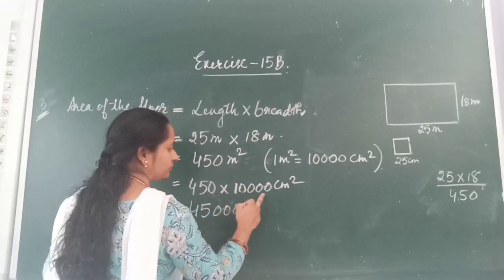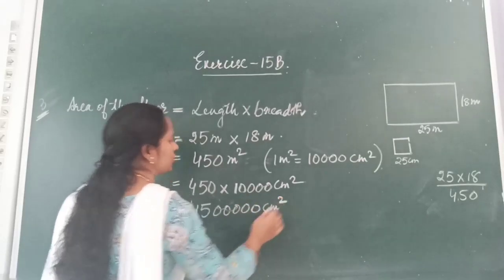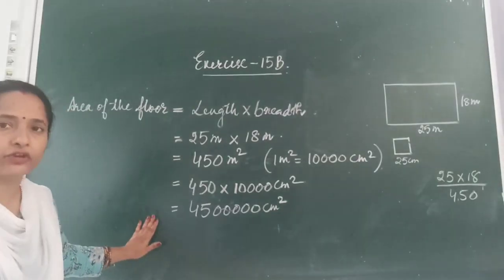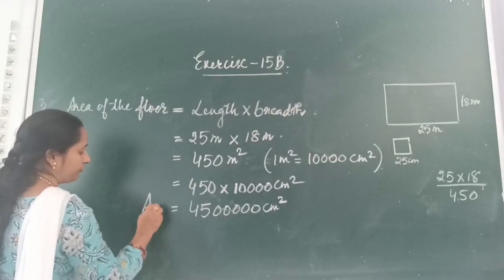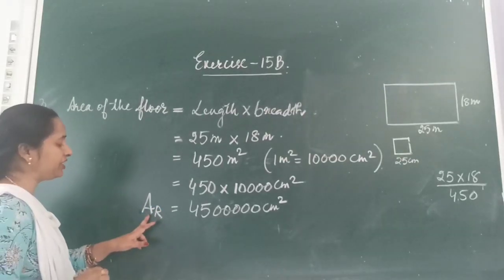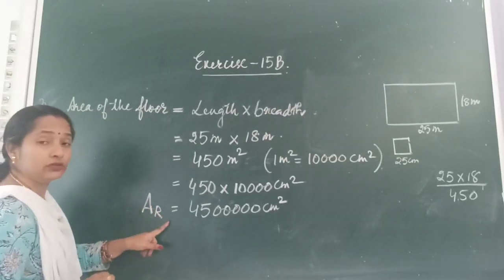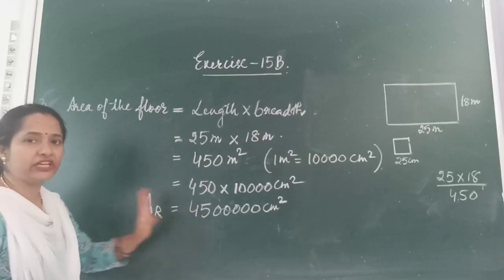Centimeter square. So this is the area of the rectangular floor. I am just writing A suffix R to know that this is the area of the rectangular floor.